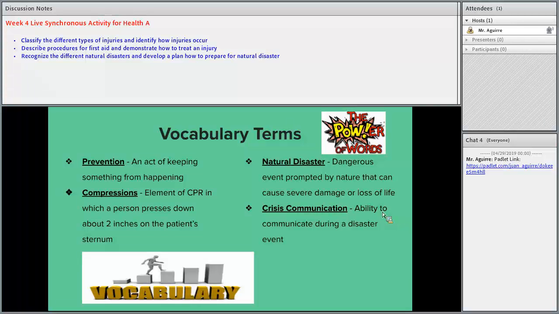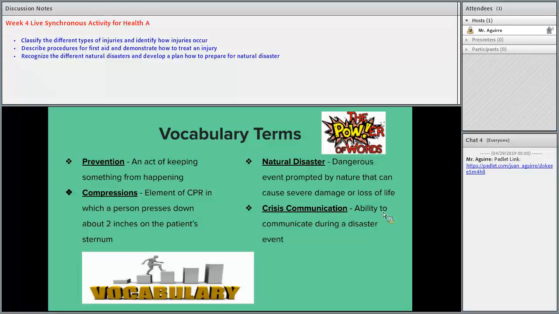Next we have natural disasters. Natural disasters are dangerous events prompted by nature that can cause severe damage or even loss of life. It does cause damage, but you can rise up and always prepare again.